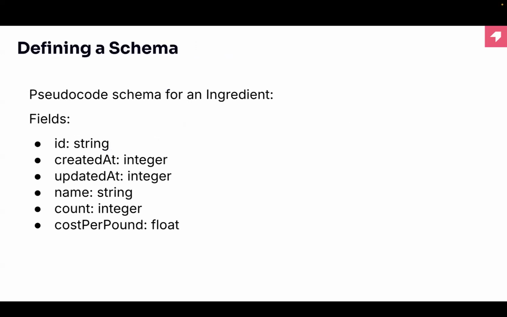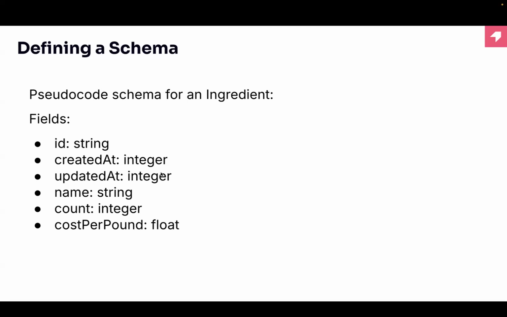So what is an ingredient for us? Here's some pseudocode schema that I have for an ingredient. We have some fields like an ID, that is a string. That could be whatever ID you want, or best practice, you use a database auto-generated ID. So have the database create your IDs for you. That helps ensure that things are unique and you don't have overlaps.